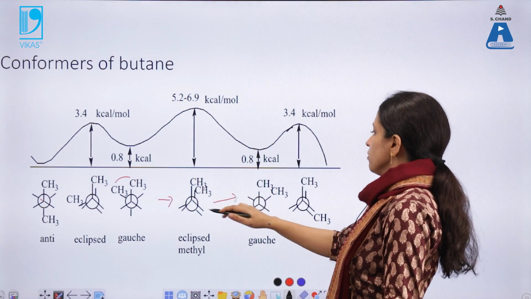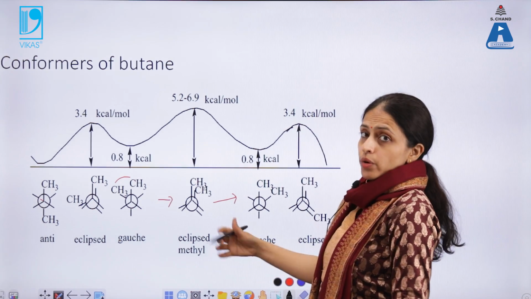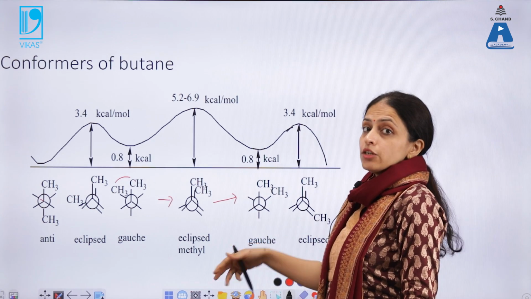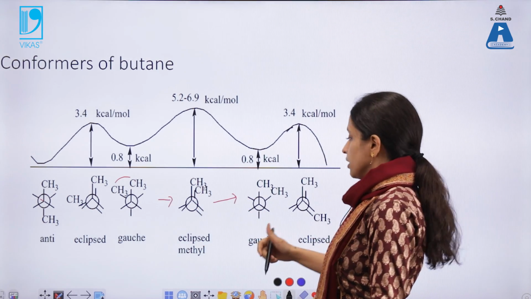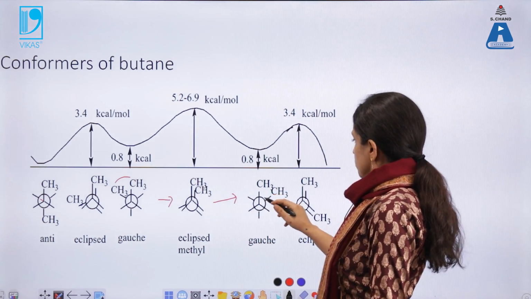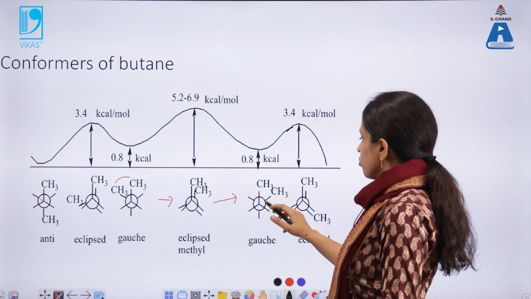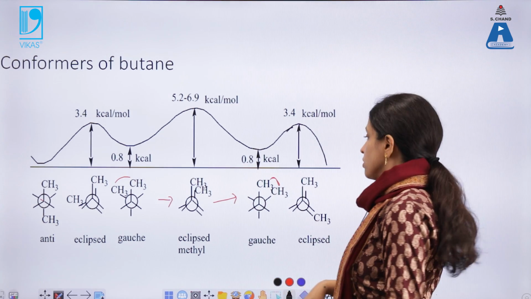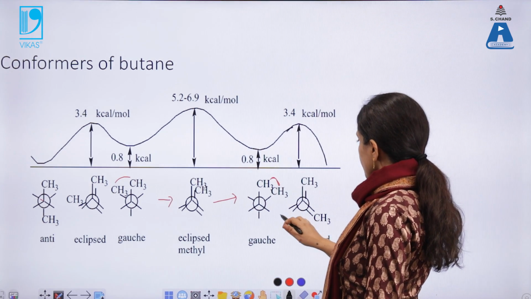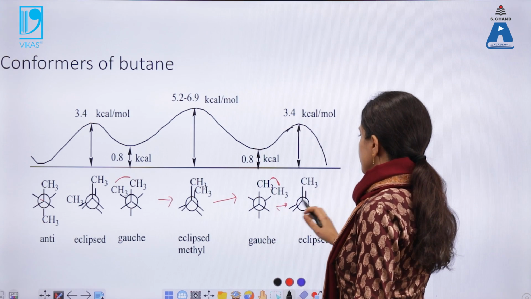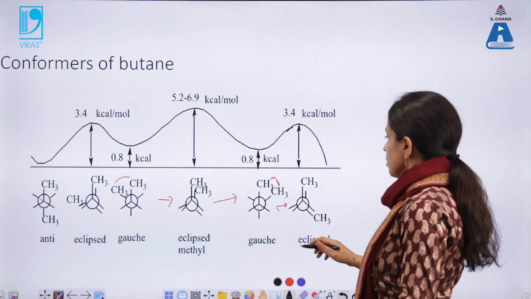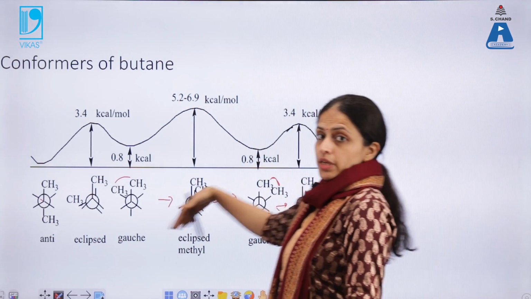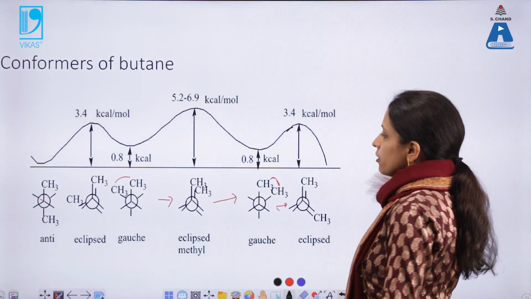Again rotate the molecule through 60 degrees. Whatever rotations we are making, we are keeping C1 fixed and rotating C2, the carbon atom behind in the Newman projection. Again we get the Gauche-butane interaction where CH3 and CH3 are adjacent to each other. And the last possible conformation is another eclipsed conformation. If you rotate it another 60 degrees, you will get back the anti. So the same energy pattern will be repeated.